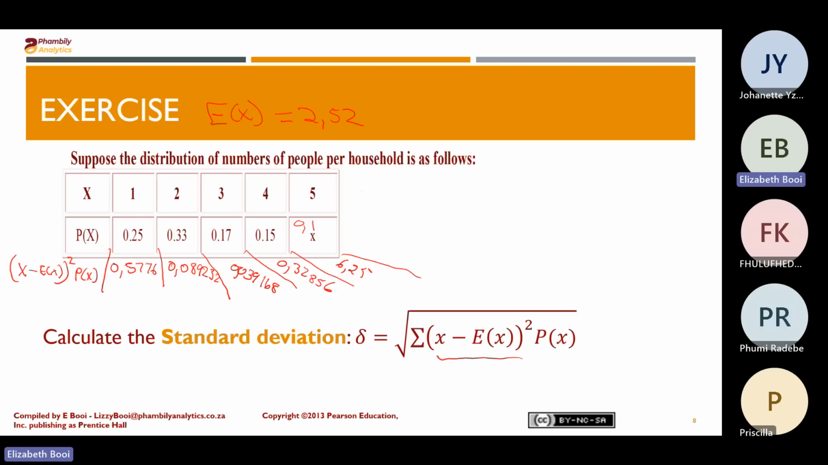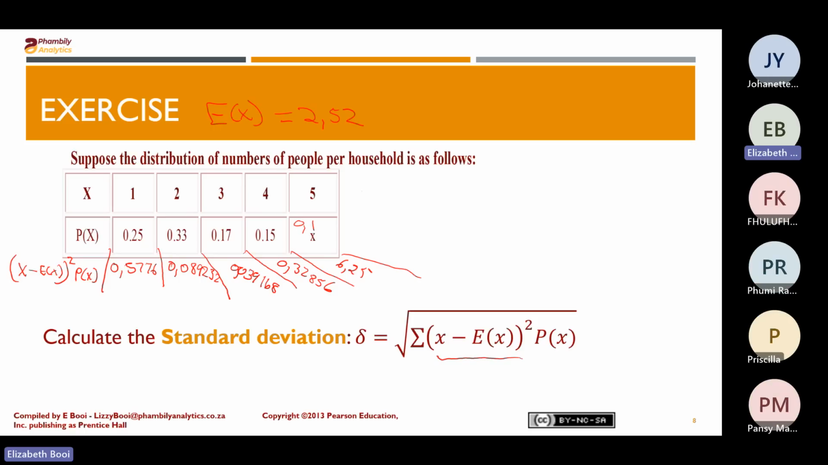If you don't get the same answer as me, you must let me know, so we can recalculate and double check the answers. Okay, so now we're going to use the summation. Summation means adding all of them up.